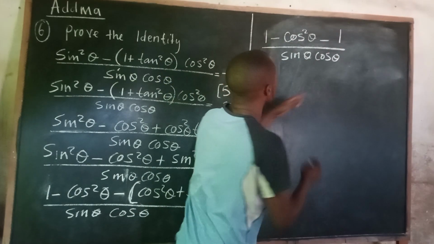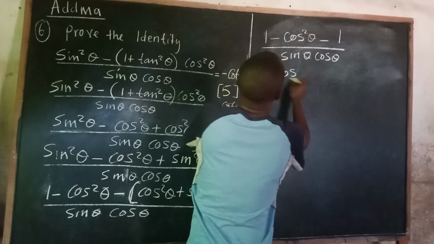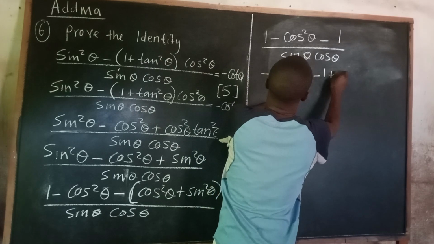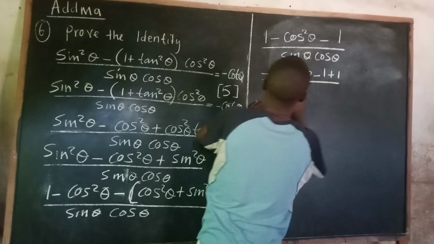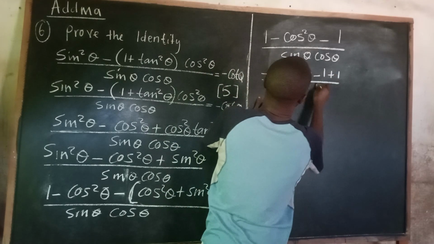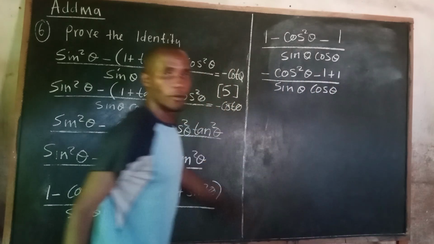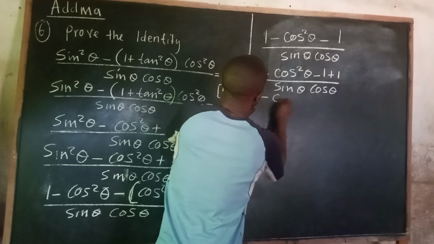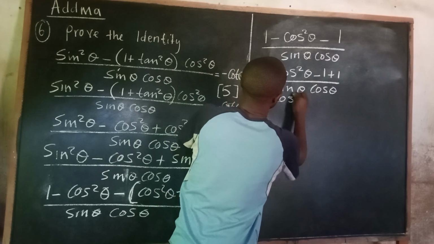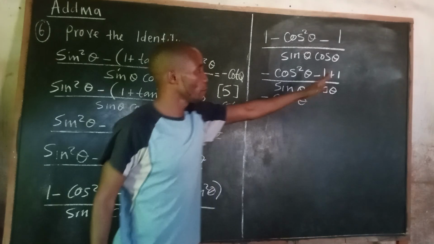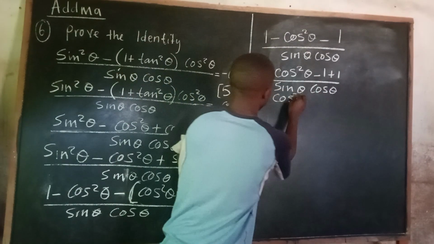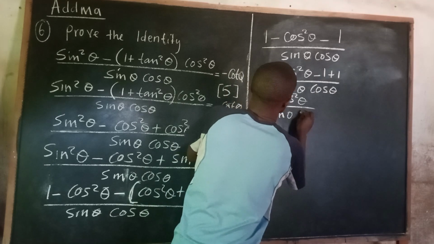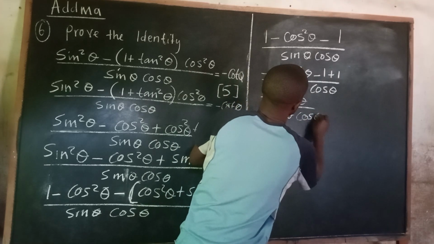Okay, then from there we are saying now we collect the like terms. Here we have a 1, even the other side. So negative cos theta squared minus 1 plus 1. This is a positive 1 over sine theta cos theta. Okay. Then from there now we can simplify further by saying negative cos theta squared. This is 0. Negative 1 plus 1 is 0. Okay. So we are going to leave it out. Then over sine theta cos theta.